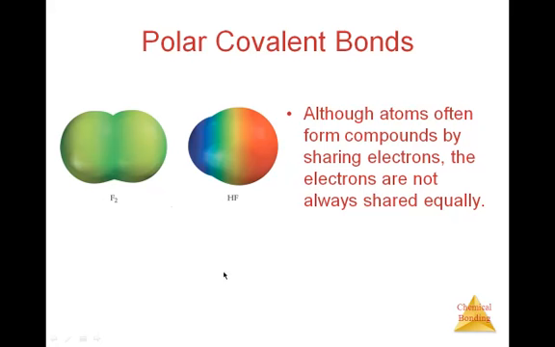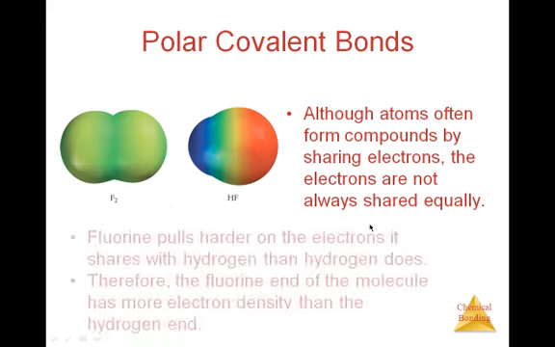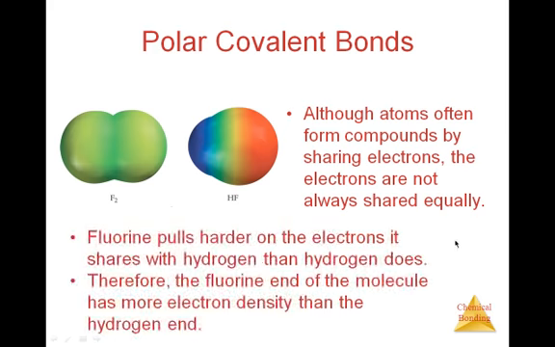Although atoms often form compounds by sharing electrons, they don't usually share them equally. When they don't share them equally, like this hydrogen fluoride right here, we call it a polar bond because the fluorine's pulling the electrons closer to it. And if I have two fluorines and they're identical to each other, you get a non-polar bond. So, moving on.